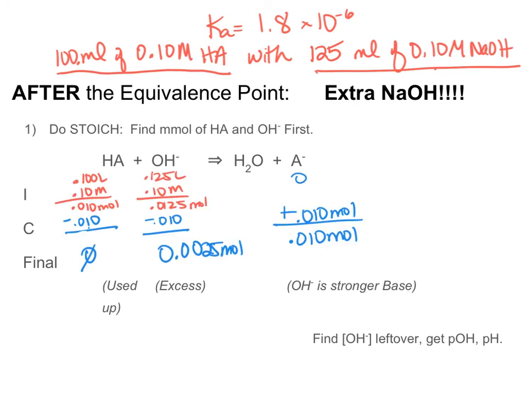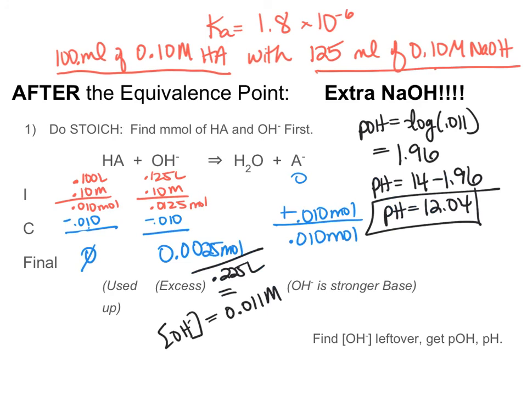Okay, so this is where I'm at so far. I do my stoich, and I find that since my HA is limiting, I'm going to use all of that up, and I'm going to have leftover hydroxide, and I'm also going to have some A minus. Now I know that the A minus is a lot bigger than the hydroxide, but the thing here is that hydroxide is a much stronger base than any conjugate base of a weak acid that we would have. So in order to get our pH, we're going to use our hydroxide that's left over, get pOH and then pH. So do that if you haven't done that already.